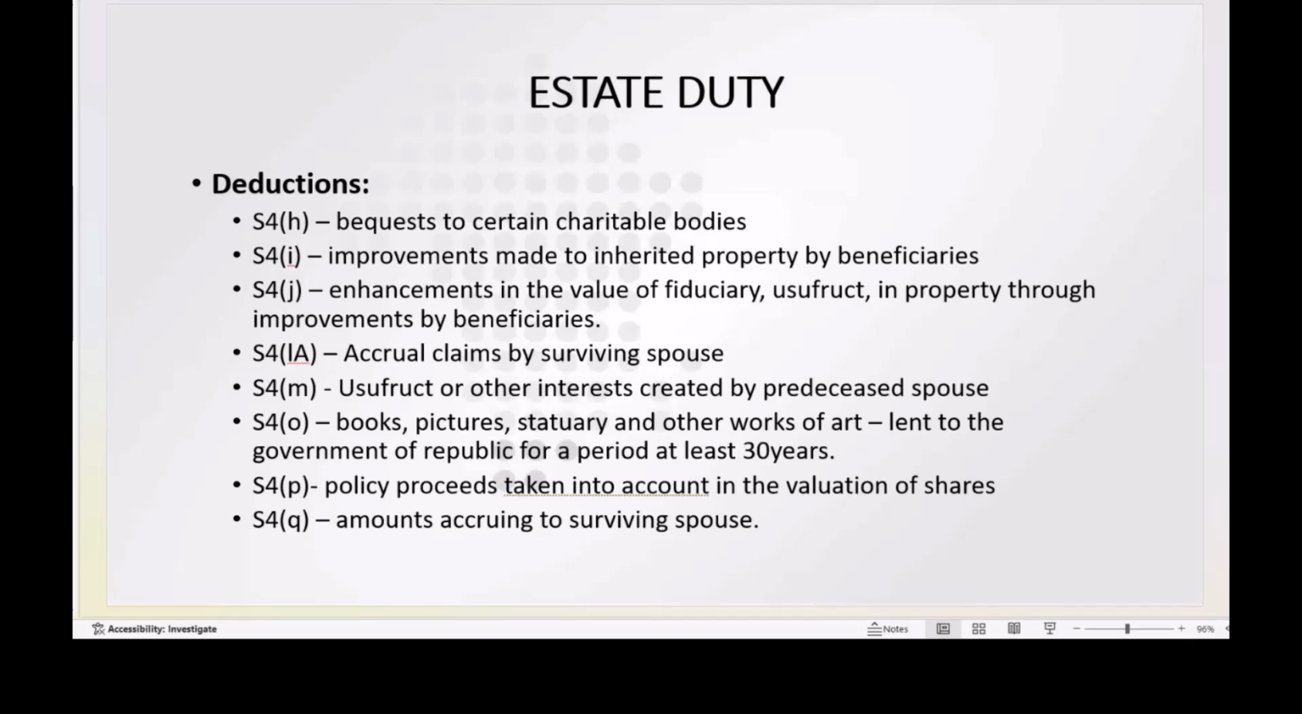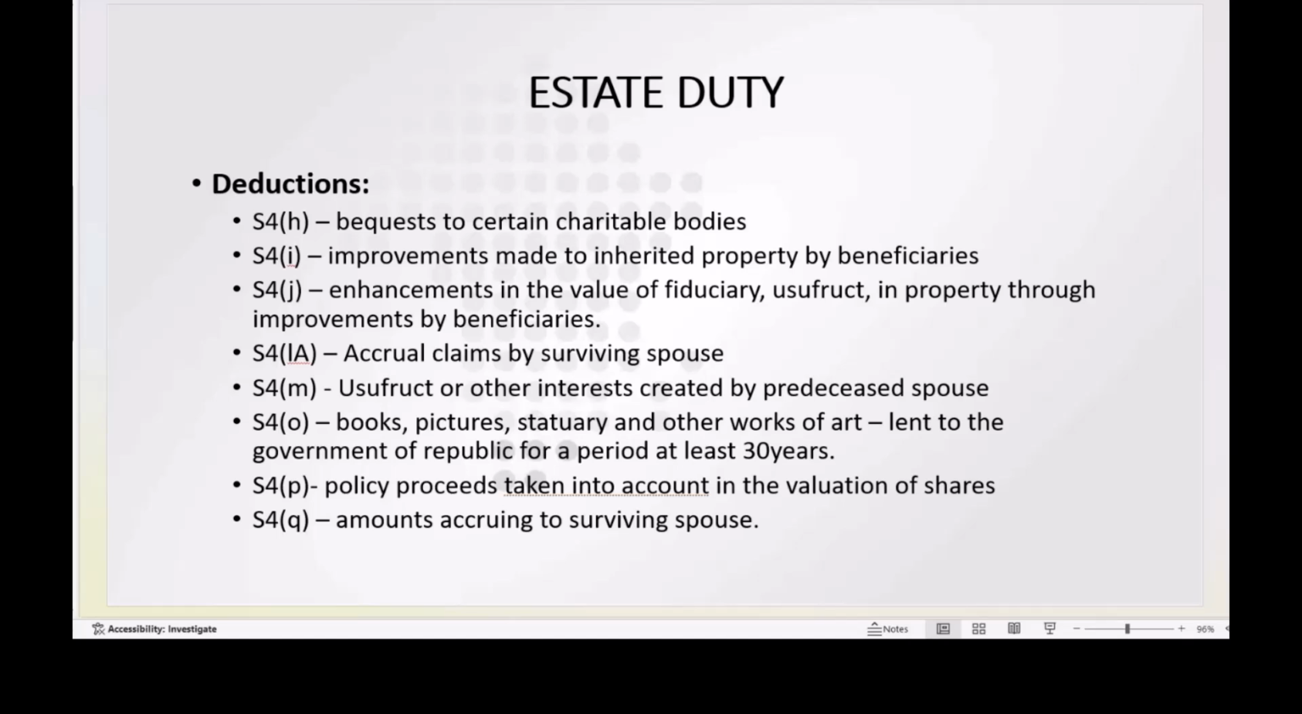Any enhancements in the value of a fiduciary usufruct in the property through improvements by beneficiaries, and accrual claims by a surviving spouse, will also be deductible from your estate. Any books, pictures, statuary, and other works of art that you have lent to the government of the Republic, be it a local, provincial, or national government, for a period of at least 30 years, you can also deduct from your estate.